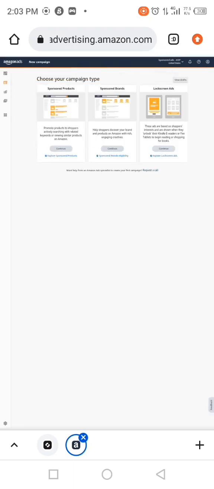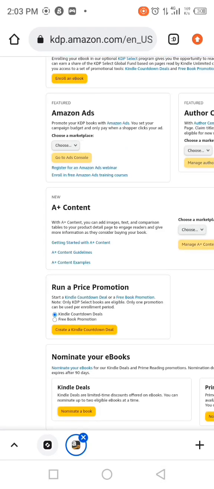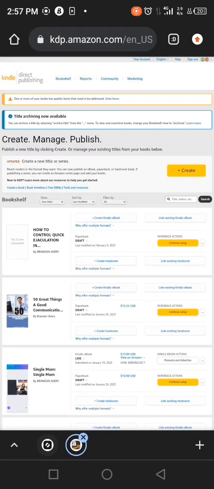Now, to run this advert, I would be using someone's account, right? The person whose account I'm using right now is not really a pro at this. He's a newbie just like you, and that's why I decided to use his account to show you what it looks like at the beginning, okay? If you're a beginner in running Amazon ads, you would need to see what it looks like from scratch, okay?